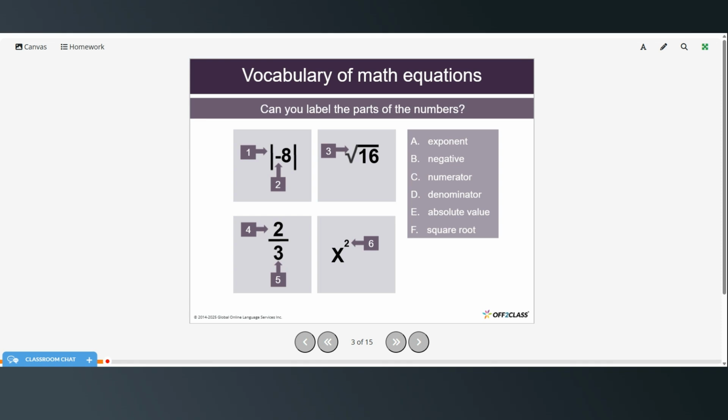Alright, so here is some vocabulary that goes along with math equations. Take a look at these and then see if you can correctly label all these parts.